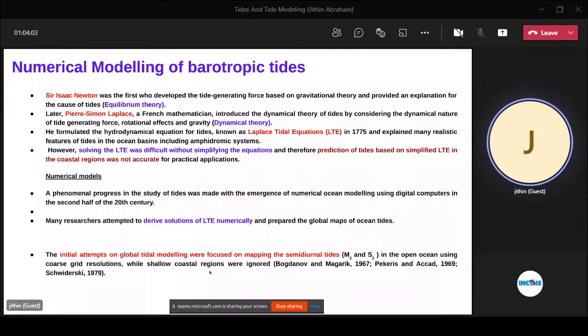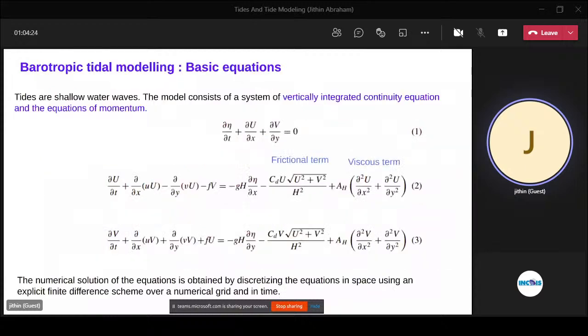So using these assumptions during the late 19th and 20th century, many researchers developed maps of tidal elevation in the global ocean. The modeling of tidal elevations and tidal currents is based on the vertically integrated continuity equation and the equation of momentum. Tides are shallow water waves, so we can use the tidal shallow water equations to model the tide.